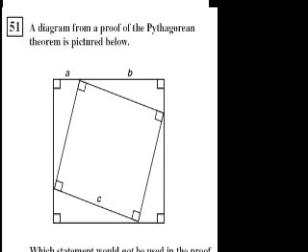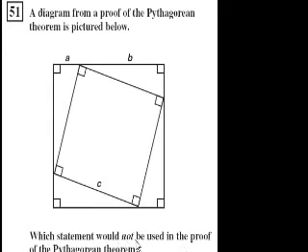We're on problem 51, and they say a diagram from a proof of the Pythagorean theorem is pictured below. And they say which statement would not be used in the proof of the Pythagorean theorem? Since they've drawn this diagram out, I think we might as well just do the proof, and then we can look at their choices and see which ones match up to what we did. Hopefully they do it the same way.